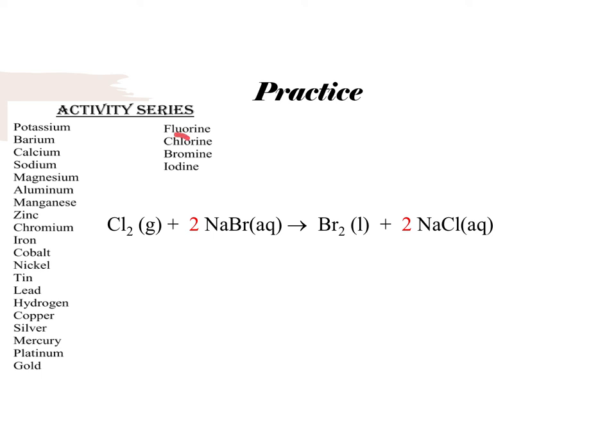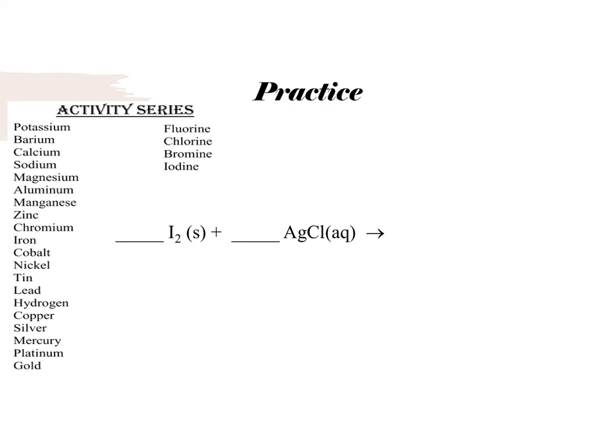Welcome back. We saw that chlorine was higher up on the list than the bromine, so it did indeed bump it out, and we end up with bromine by itself on the product side. Hopefully you got the whole idea for this and you will have more time to practice. Let's look at one final practice. Iodine with silver chloride. Pause the lecture, try this on your own, turn it back on to see how you did.